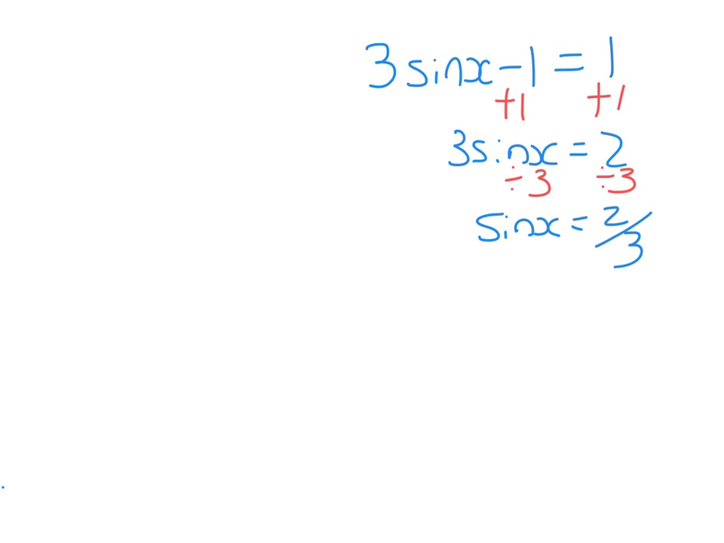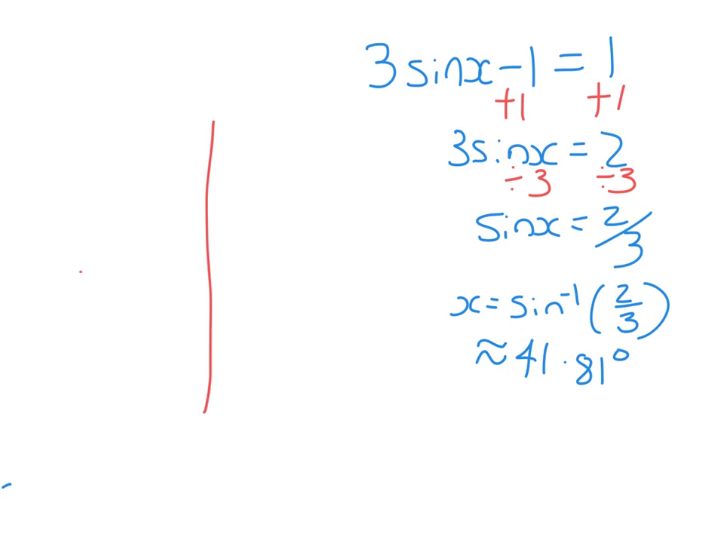Now, what I'm going to put in my calculator is sine inverse of 2/3. Now, 2/3 is positive, so I can just put that straight in my calculator. So the answer I got from my calculator is that x is approximately 41.81 degrees. So I have solved the equation, but that's not all of the solutions.